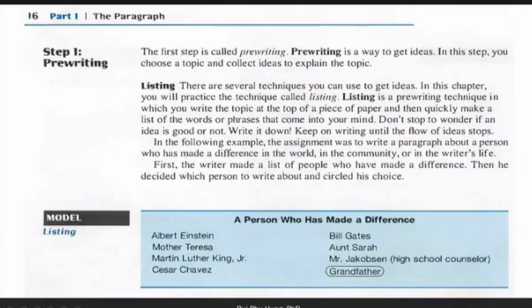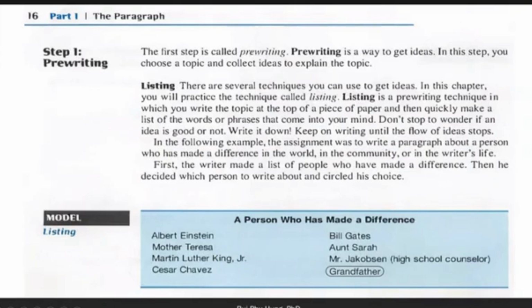Listing is a pre-writing technique in which you write a topic at the top of a piece of paper. Write a topic first, right? Up at the top of the paper. And then quickly make a list of words and phrases that come into your mind. Don't stop to wonder if an idea is good or not. Write it down. Don't worry that your idea is good or bad. Just make a list. Take notes. Write the ideas out. Keep on writing until the flow of ideas stops.